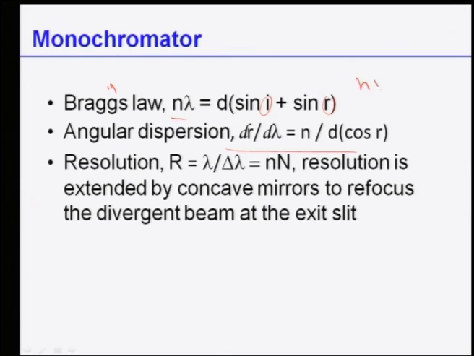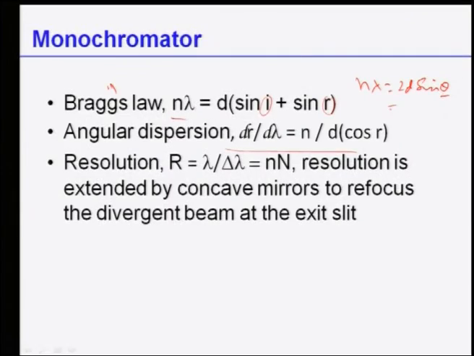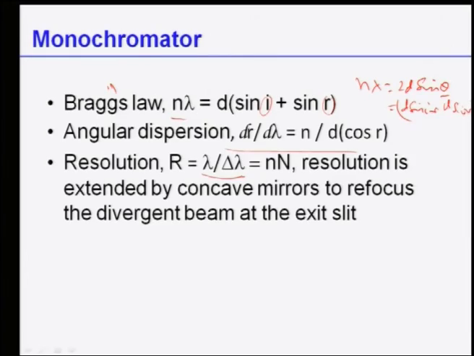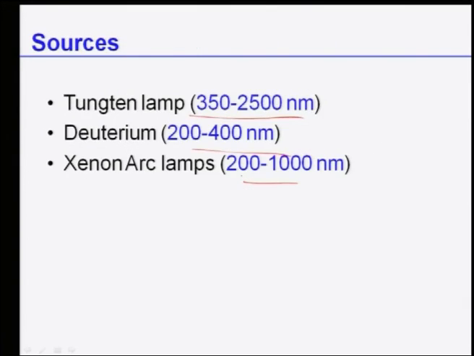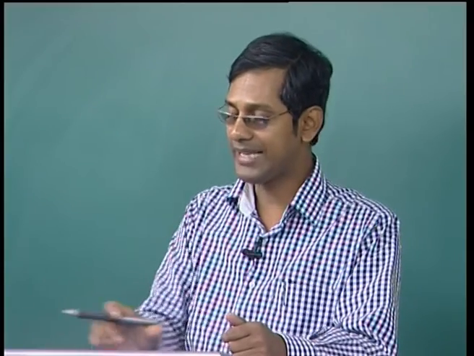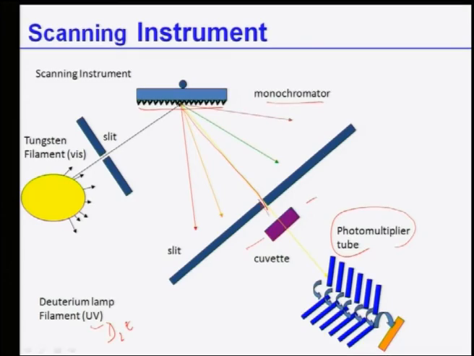So many times we write n lambda is 2 d sin theta, where theta is basically the incident angle. But here you can split it like this: d sin i plus d sin r. So if r and i are different, then one has to write it like this. And resolution is obviously given by lambda by delta lambda, and n can be extended by concave mirrors in these monochromators. This is what is done here. You have these crystals sitting there, reflecting the light in different directions. So if you scan it, only a fixed wavelength will pass through this gap.